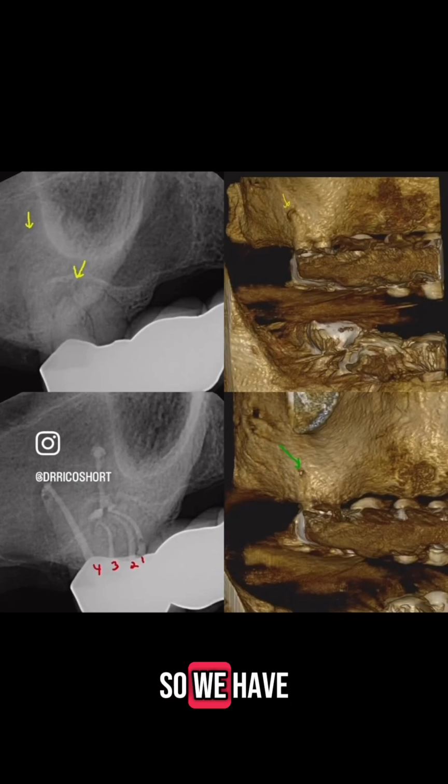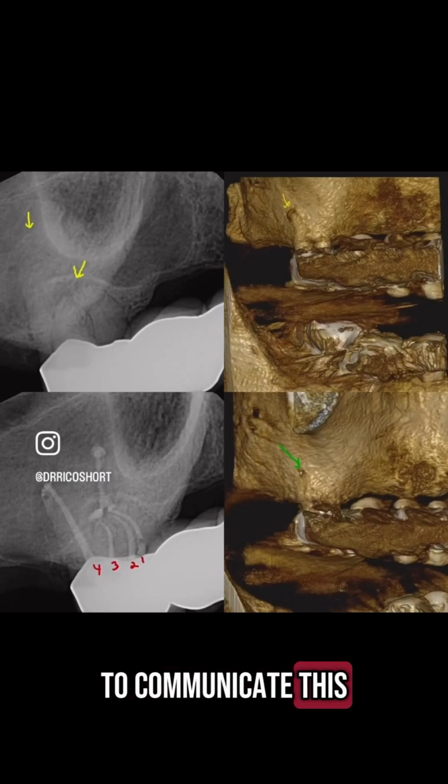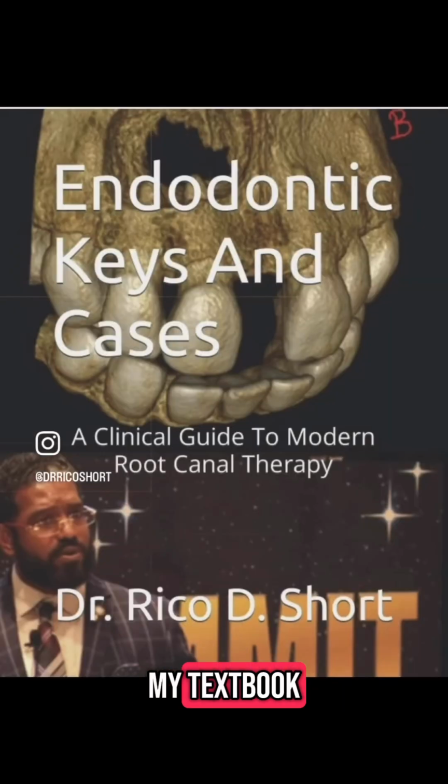So this is before and after. So we have cases like this. You may want to communicate this to an ENT, and check out my textbook, Endodontic Keys and Cases.